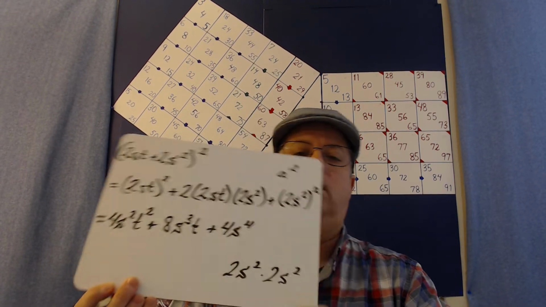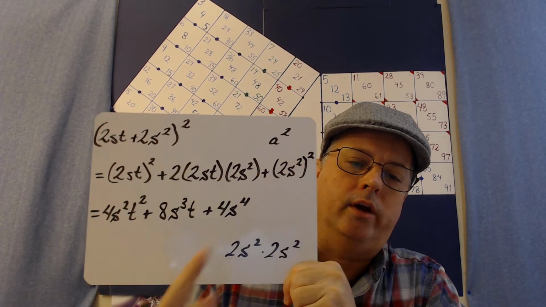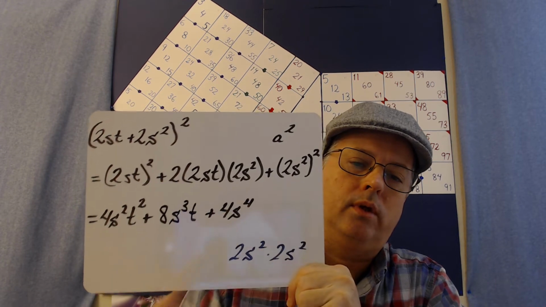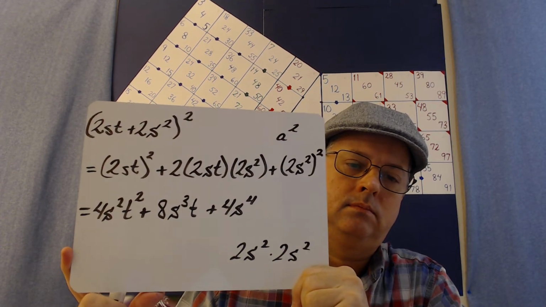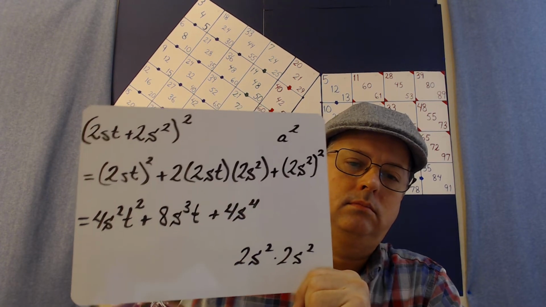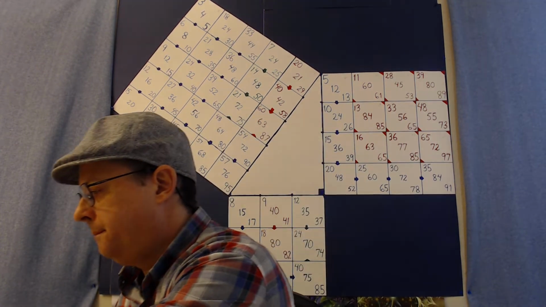Okay. And so what we did here is we had 2s squared squared, so we multiplied it by itself, and that's 4s to the 4th. Okay, so that's our expansion for a squared. Okay, so let's put that aside and look at the b.